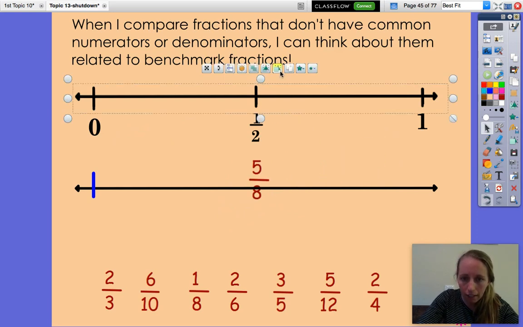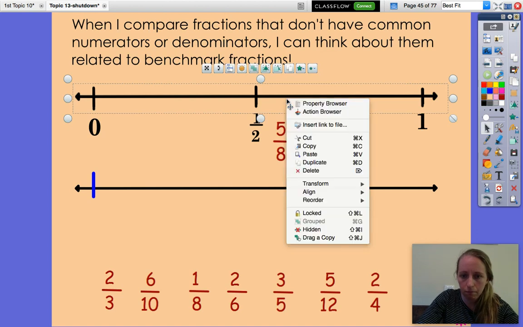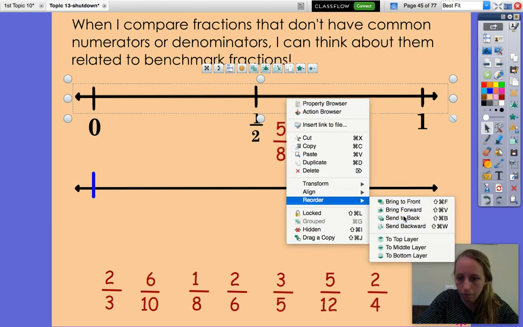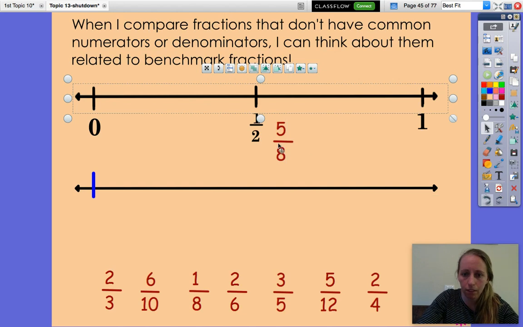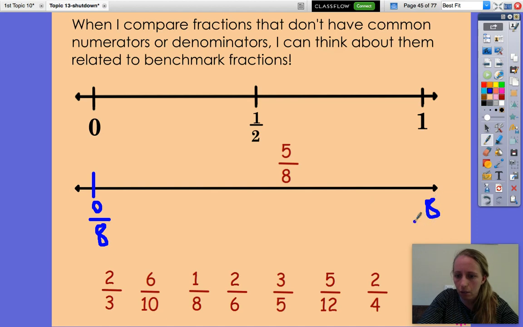Let's put this in the back. It's getting hidden. All right, so 5/8. Where on the number line would it go? Would it go close to 0? Would it go close to 1/2? Or would it go close to 1? So let's think about this. We know that 0/8 would be equivalent to 0, and 8/8 would be equivalent to 1.